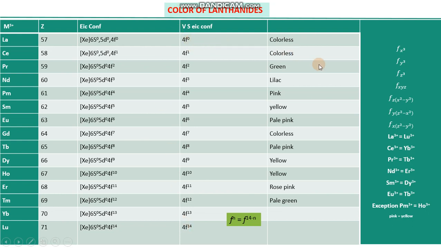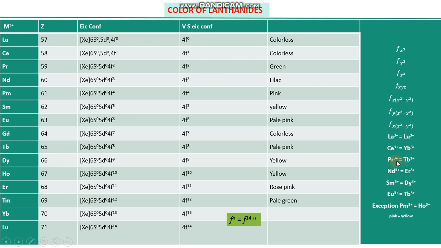In this table, what we can say, lanthanum and lutetium, they have the same color. Lanthanum is at the start and lutetium is at the end. So one is an F0 system, the other one is an F14 system. So 0 and 14, they are colorless. 1 and 13, they are also colorless.